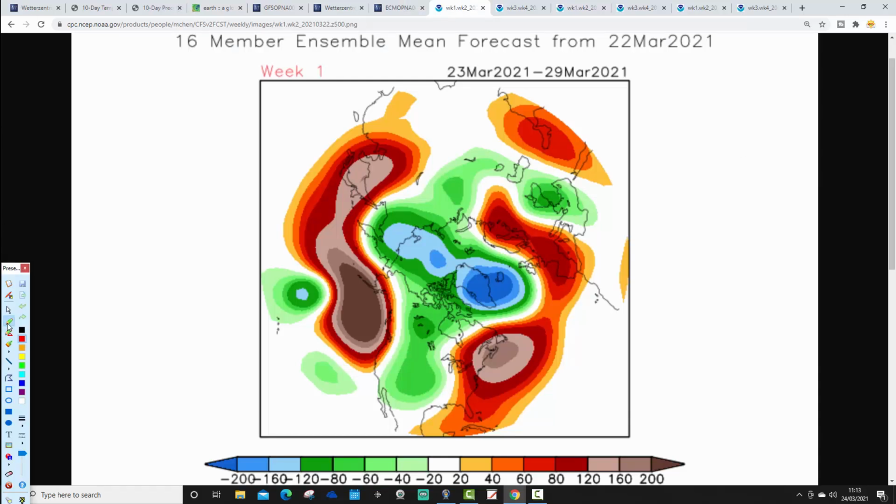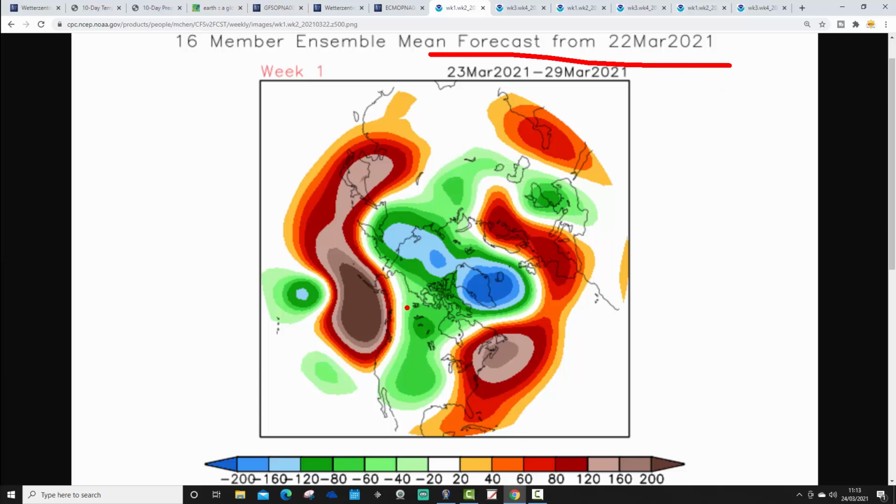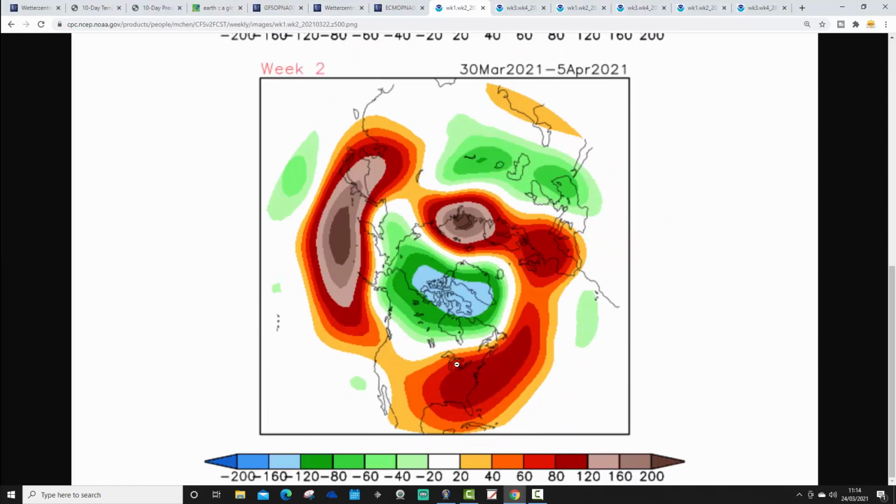CFSv2 finally. So this is how CFS is looking for the next 4 weeks. These are 500 millibar heights broken down into week periods. The first week period takes from 23rd to 29th of March. The coming week has a trough of low pressure through here. A ridge is out in the west, and another ridge is over in the east. The jet stream will be doing something a little bit like that. So yeah, drawing up warm air from the south into the east part of America. Then this low pressure pushes eastwards and brings colder air in from the north in its wake.